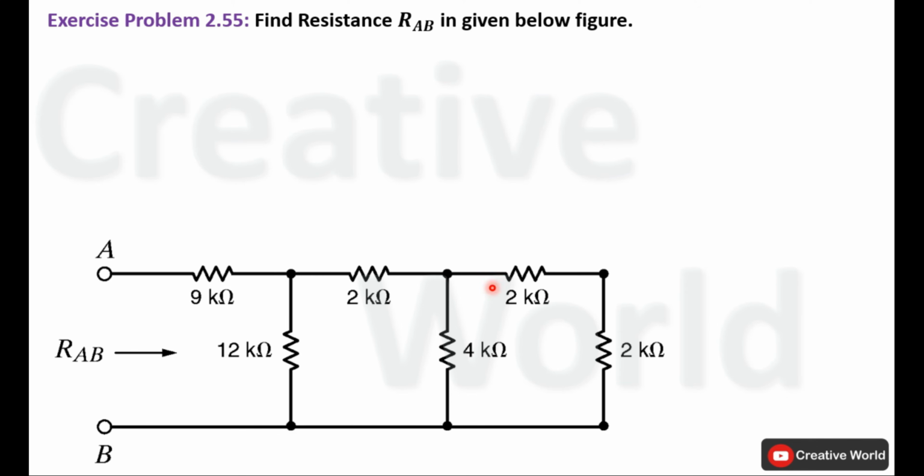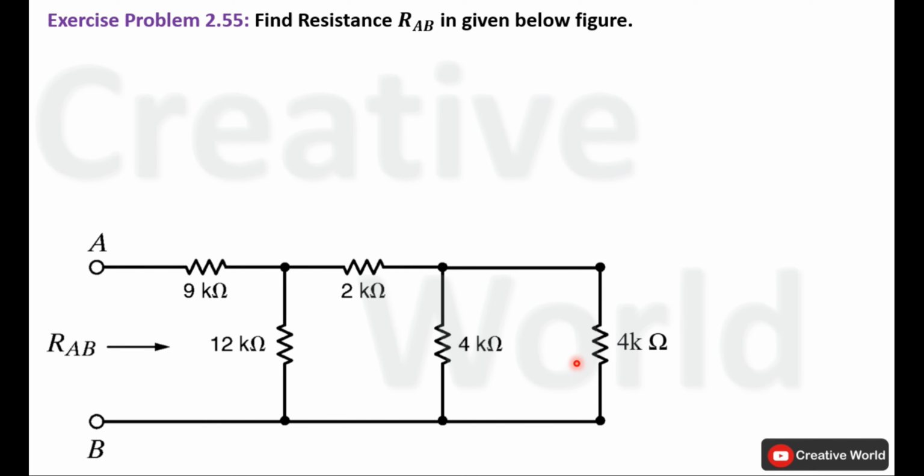These two resistances are connected in series, so we can find their equivalent resistance and replace these two resistances with a single resistance that will have the value of both resistances. Because this is a series connection, their equivalent resistance will be the sum of both resistances. 2 kilo ohm and 2 kilo ohm will become 4 kilo ohm. We have replaced both resistances with a single resistance that has the value of 4 kilo ohm.